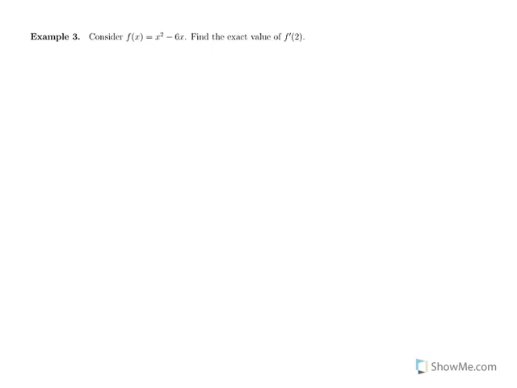So the next example, let's consider the function f of x equals x squared minus 6x. And we're going to find the exact value of f prime of 2. And in this case, we're not estimating, we're going to use the definition to find this. So we have that f prime of 2 is going to equal the limit as h approaches 0 of f of 2 plus h minus f of 2, all over h.